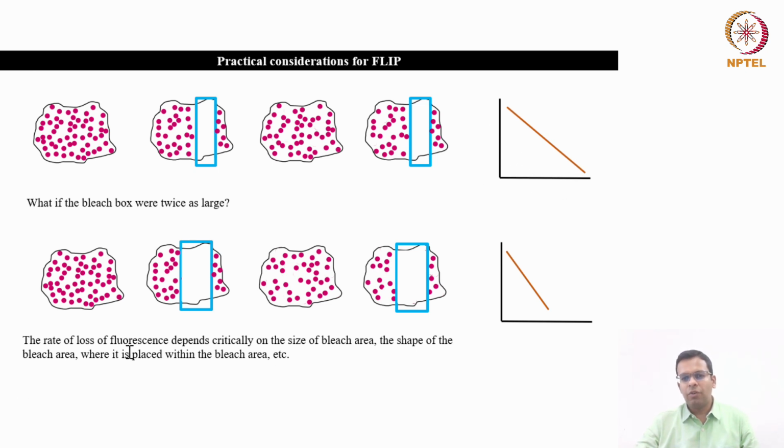The rate of loss of fluorescence depends critically on the size of the bleach area, the shape of the bleach area, and where it is placed within the cell. If it is a fast diffusing protein, then it's better to go for a somewhat bigger bleach area. But if it is a slow diffusing protein, it is better to go for a small bleach area, just like in the FRAP experiment.